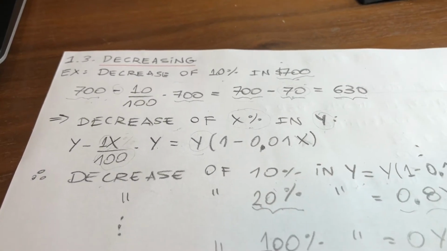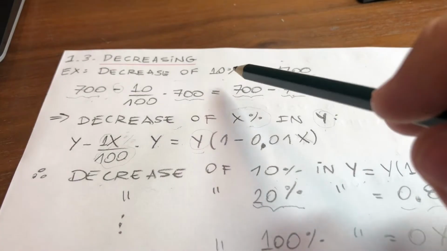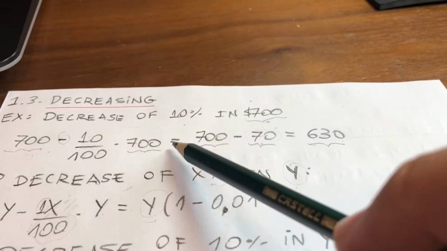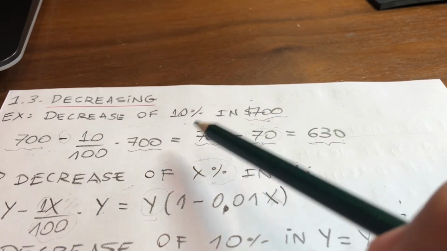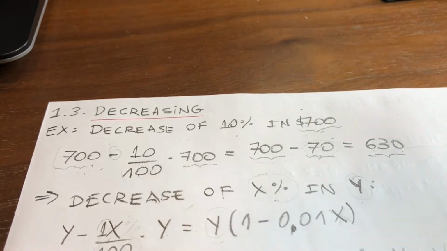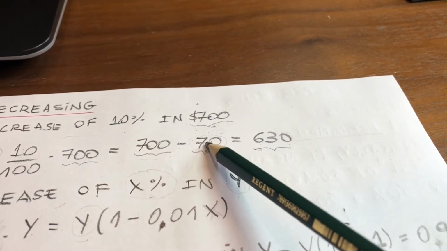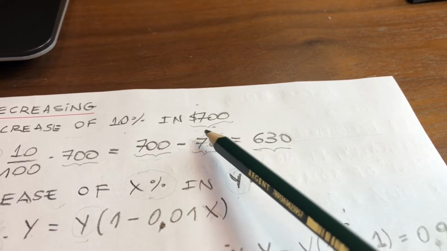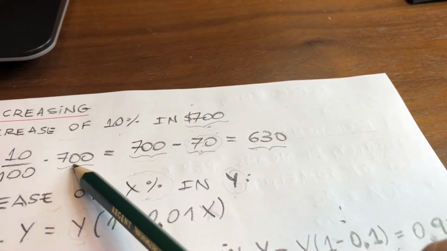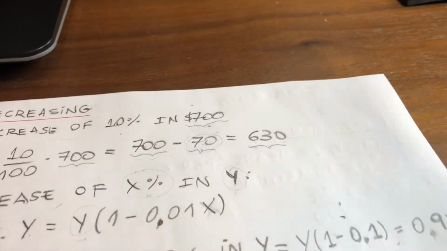Okay guys, so let's move on to decreasing in percents. For example, if we have a decrease of 10% in $700, we're going to have the same amount, $700, minus 10% of 700. This is going to give $700 minus 70. That is 10% multiplying 700, equals $630.